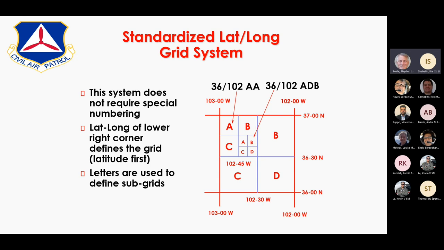That's important when you're thinking about planning search patterns, the length of lines that you might be flying. If you're flying north-south in a CAP grid around our area, it's going to be a 7.5 nautical mile line. If you're flying east-west, that's going to be more like a 6.5 nautical mile line, and that may be a significant factor.